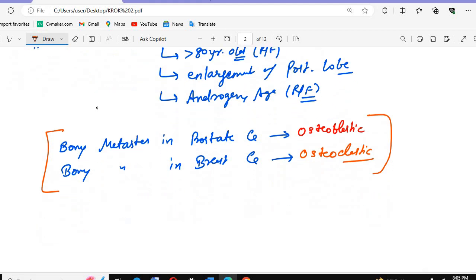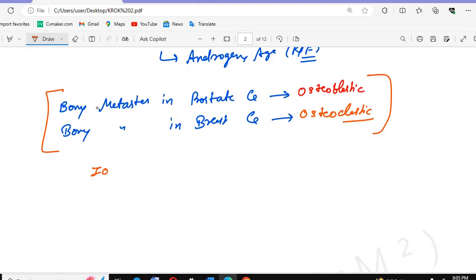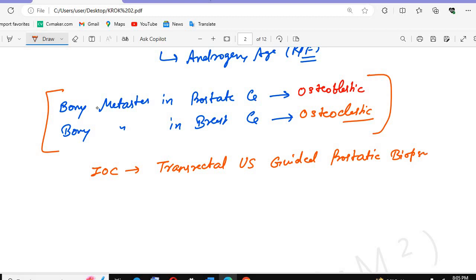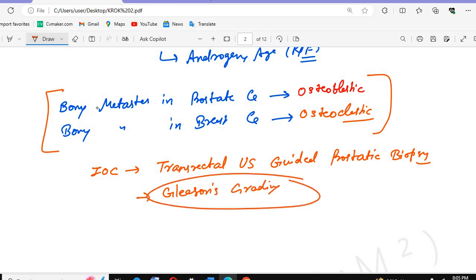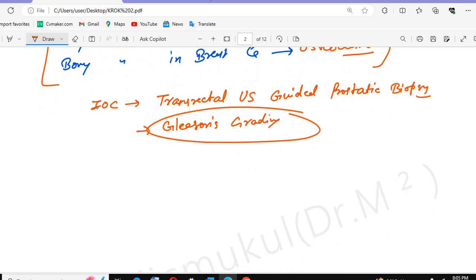The investigation of choice is something we need to remember. We do a transrectal ultrasound guided prostatic biopsy, and we also do one grading here, the Gleason's grading, if you want to remember this, otherwise forget it. Then for staging, we do the investigation of choice.